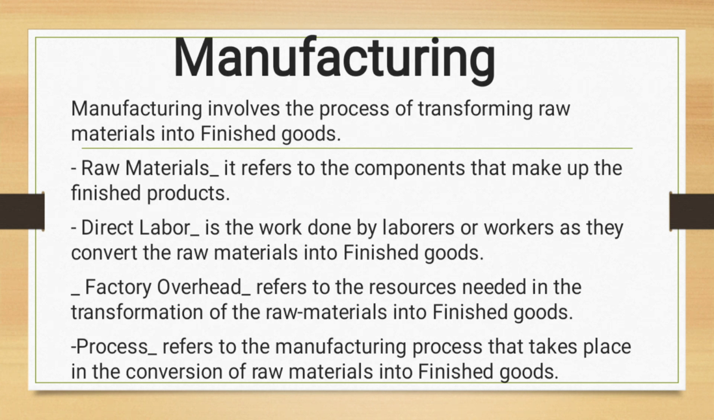And next we have the process. It refers to the manufacturing process that takes place in the conversion of raw materials into finished goods. So for example, in car manufacturing, some of the processes involved are assembling of parts, painting of the car, and rust proofing.